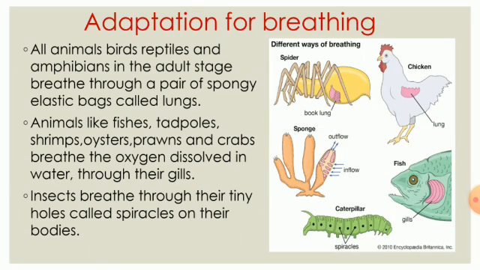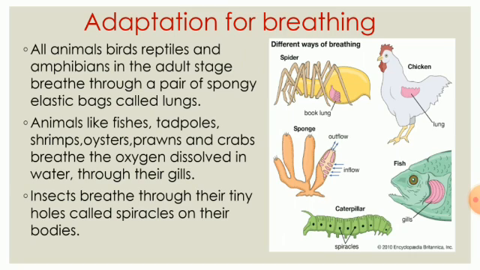The next thing we are going to see is adaptation for breathing. So all animals, birds, reptiles and amphibians in the adult stage breathe through a pair of spongy elastic bags called lungs. We human beings have lungs and breathe through lungs. We are very sure about that, right? So similarly, all animals, birds, reptiles and amphibians also have lungs through which they exhale carbon dioxide and inhale oxygen.